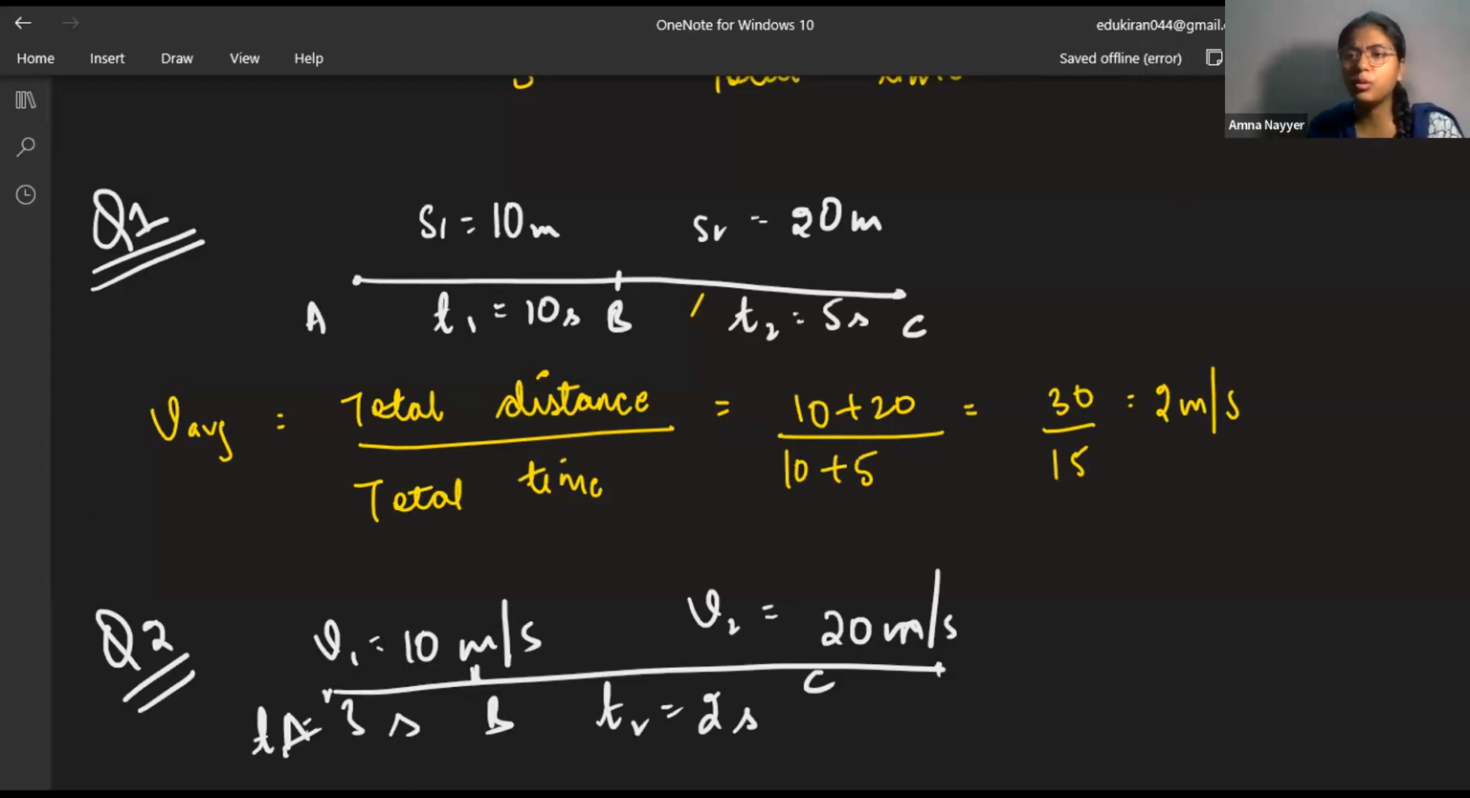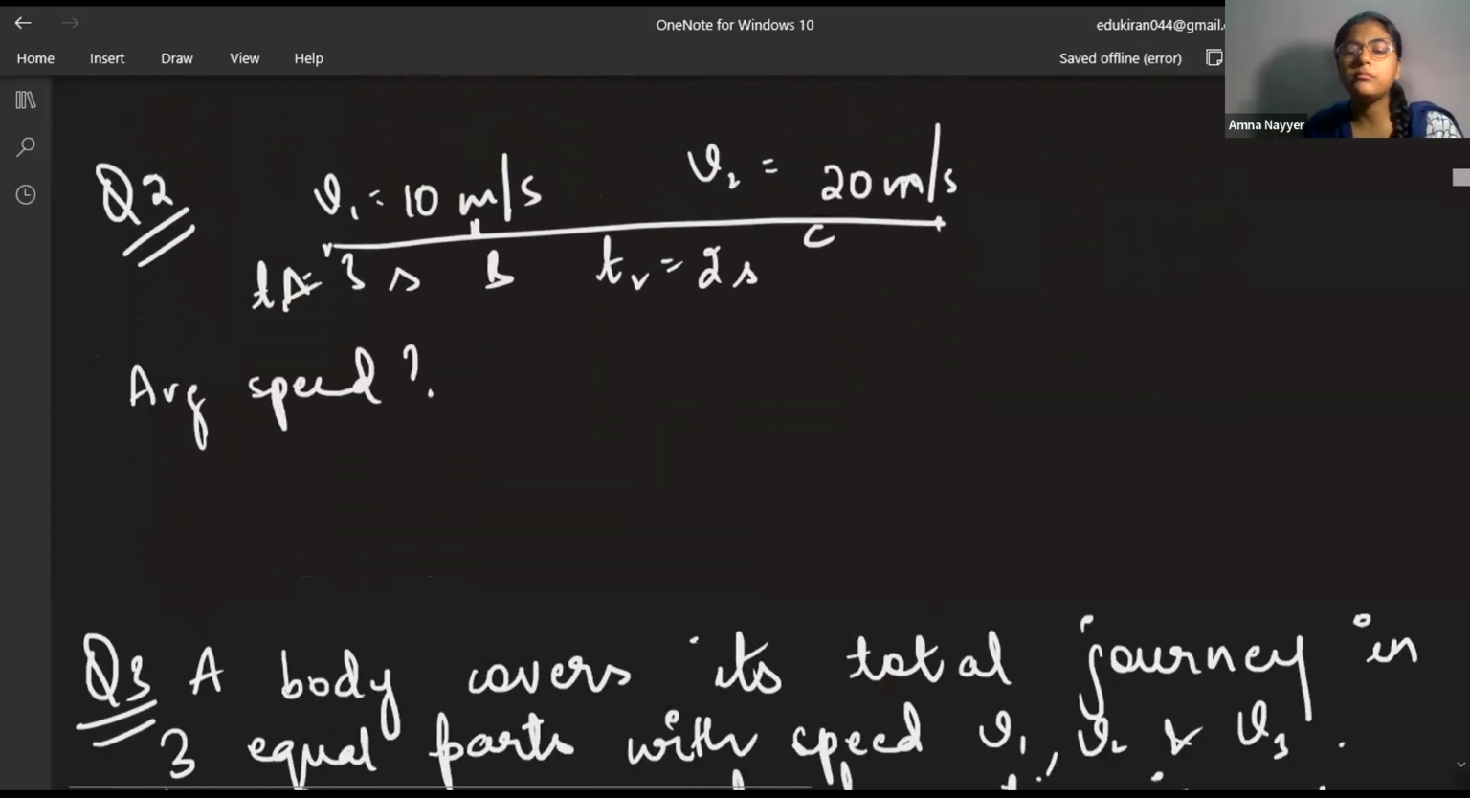One more question. Let me discuss question 2 also with you. Okay, this is given. Velocity 1 is given as 10 meter per second. Here, velocity 2 is given as 20 meters per second. And what is the average speed? See, now it is asking you the average speed. So what is the total distance covered? What is the total time taken?